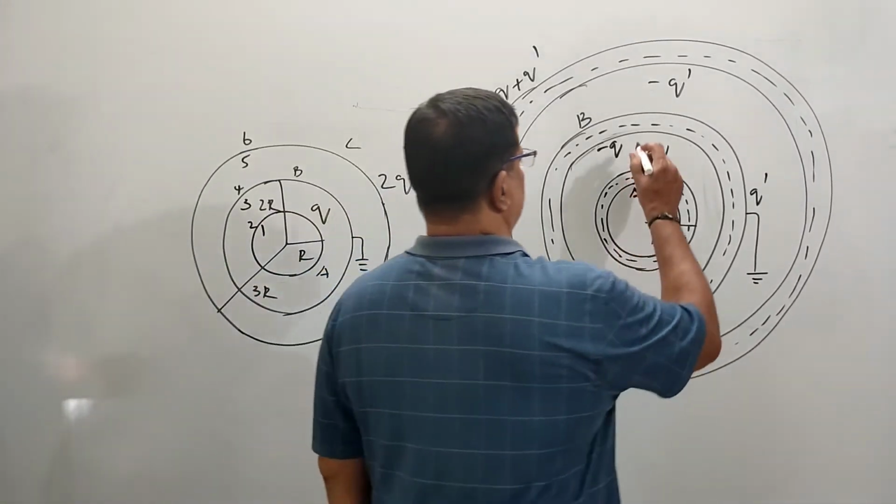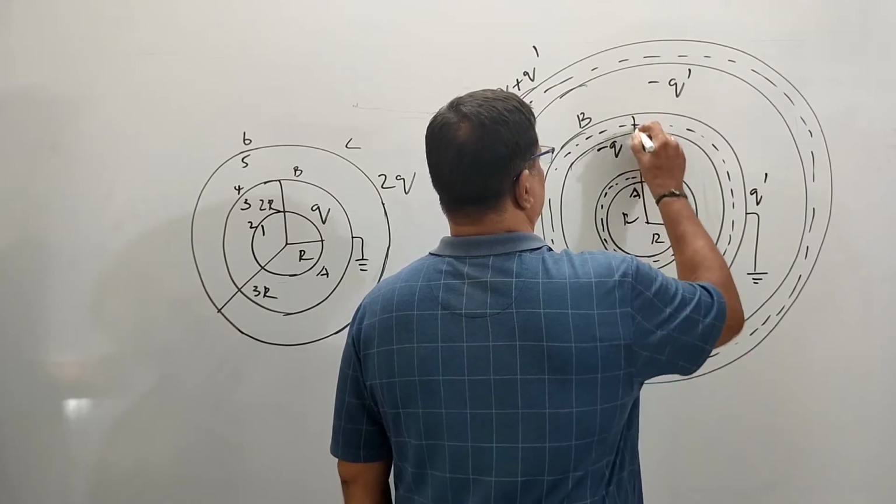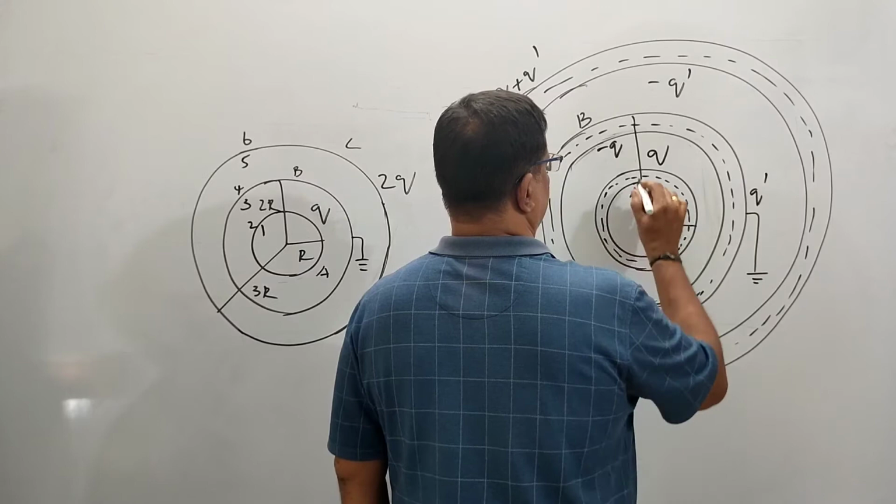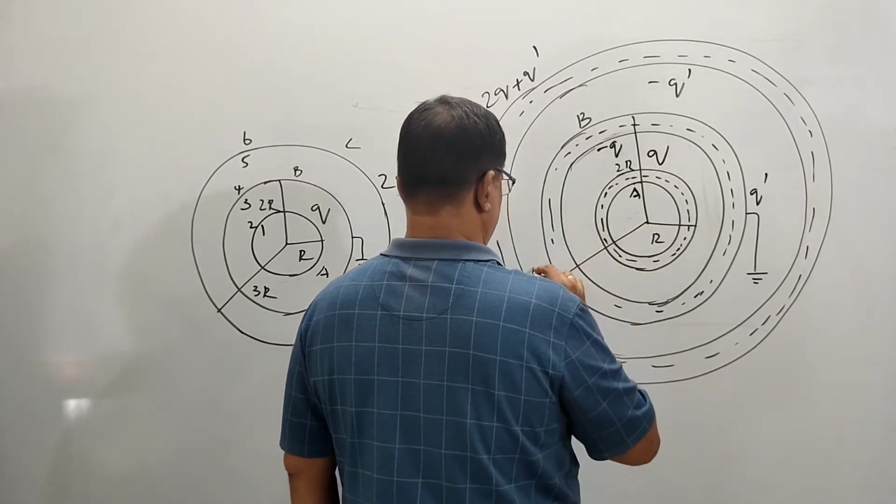Now they have radii r and 2r, and this one has a radius r, this one has a radius 2r, and this one has a radius 3r.